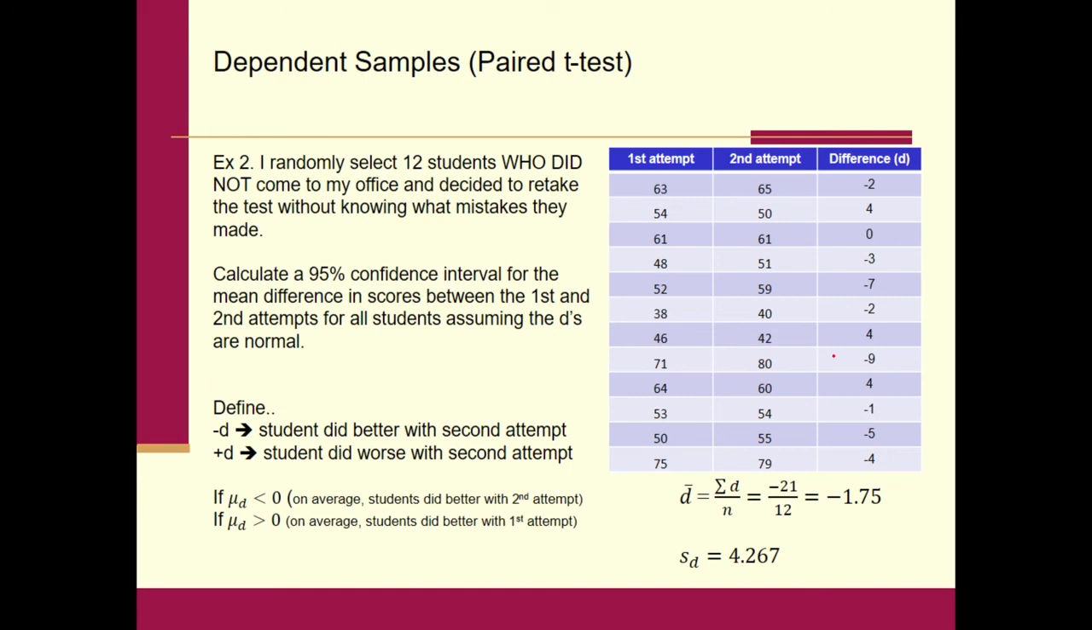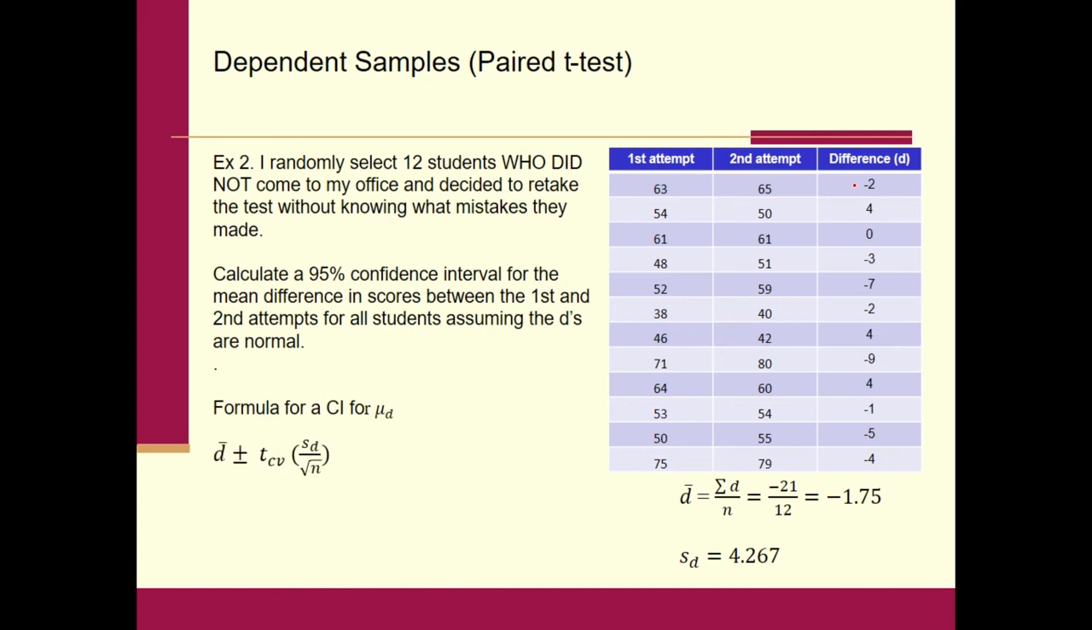D bar. So I averaged these D's. The sample mean for the differences turned out to be negative 1.75. The standard deviation of the D's turned out to be 4.26, I think 4.26 repeating. I just rounded to 3 decimal places, so 4.267. Again, that's just the standard deviation of those 12 numbers there.